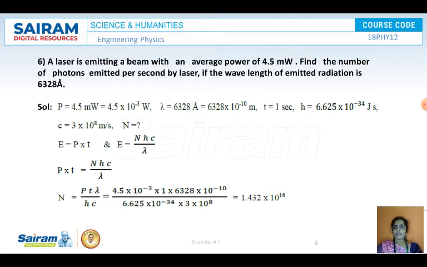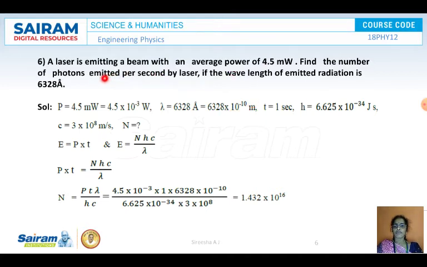Next we see another problem. A laser is emitting a beam with an average power of 4.5 milliwatts. Find the number of photons emitted per second by a laser if the wavelength of the emitted radiation is 6328 angstrom. What is being given here? Average power. Power is being given in milliwatts. Convert it into watts, 10 to the power of minus 3. And the wavelength is given as 6328 angstrom, which is nothing but 6328 into 10 to the power of minus 10.